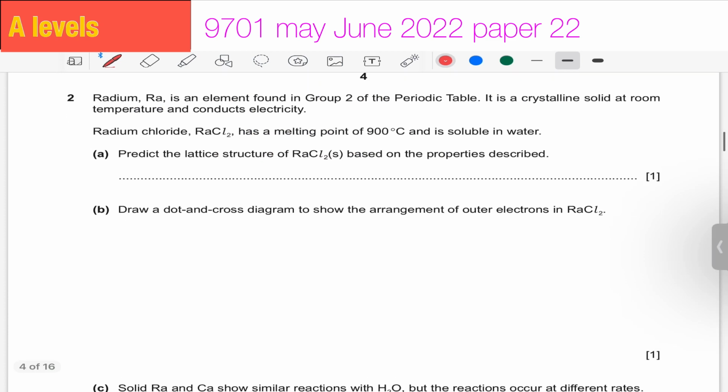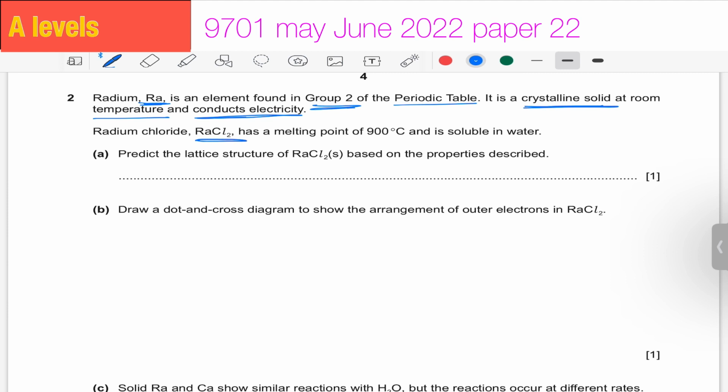All right, now the next question is related to group 2 elements. Alrighty, so let's start reading question number 2. Radium is an element found in group 2 of the periodic table. It is a crystalline solid at room temperature and conducts electricity. So radium is a metal from group 2.